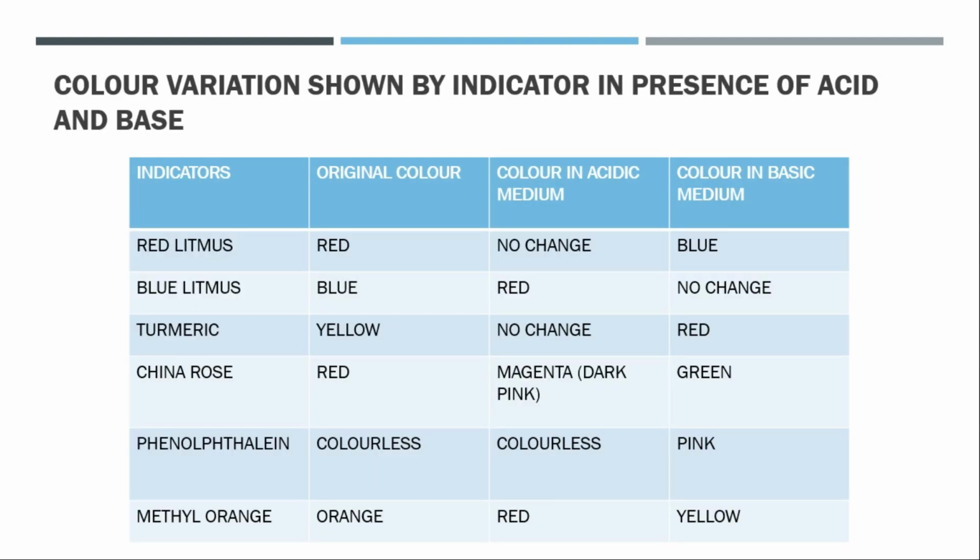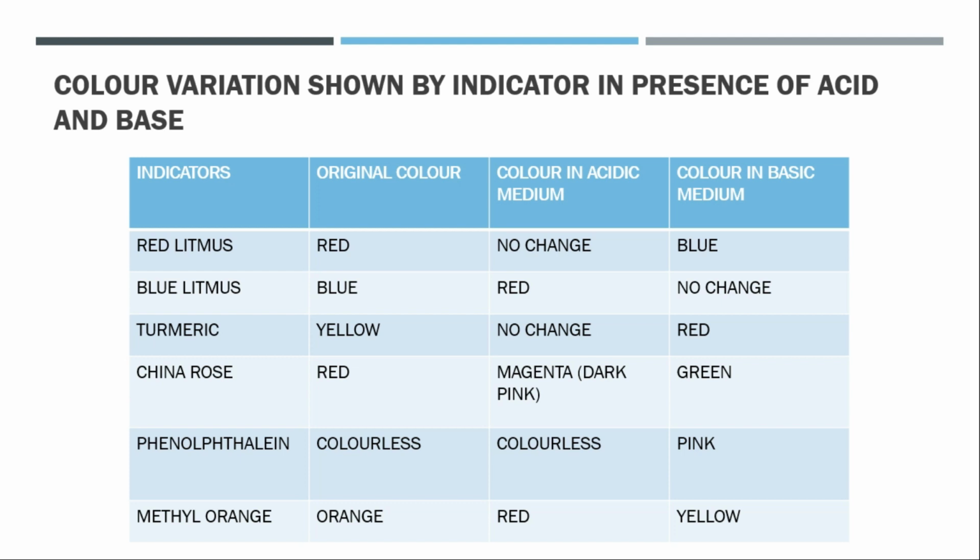Now let's see the color variation shown by the indicators in presence of acid and base. Here you can see that I have shown a table of how their colors change. Now see the indicators: what is the original color of that indicator, the color they show in acidic medium, and the color they show in basic medium. So red litmus, the original color is red, and in acidic medium it does not show any change in color, but in basic it shows blue.